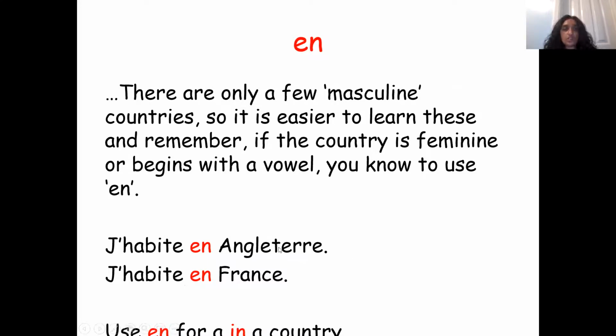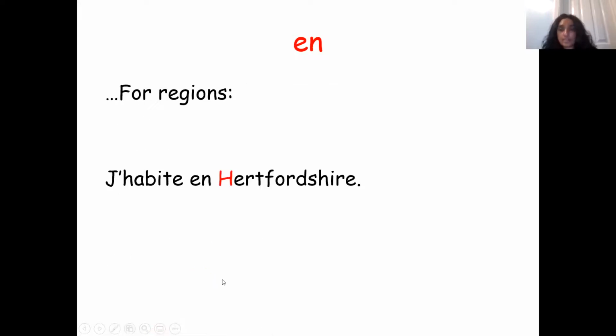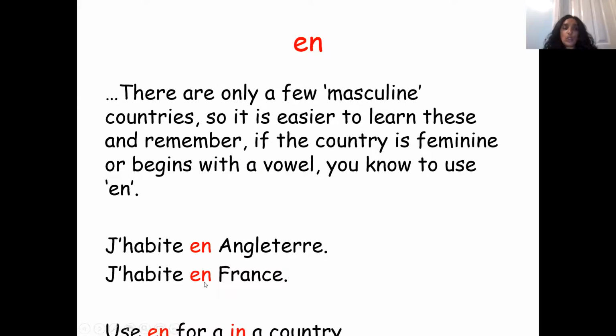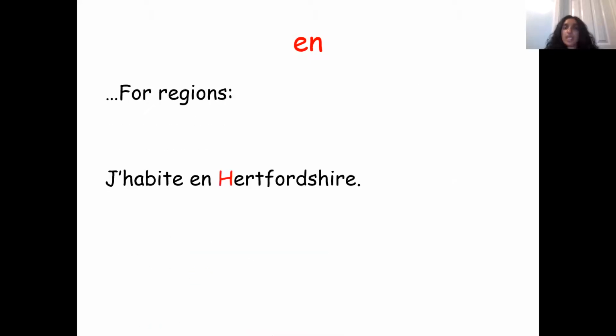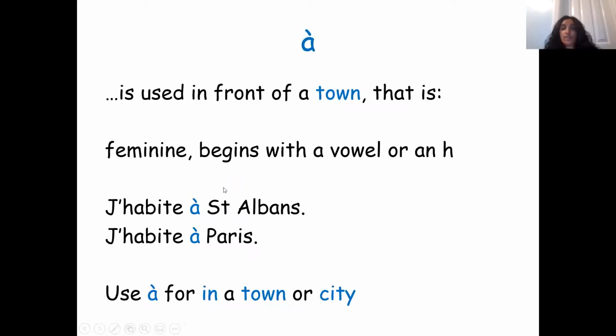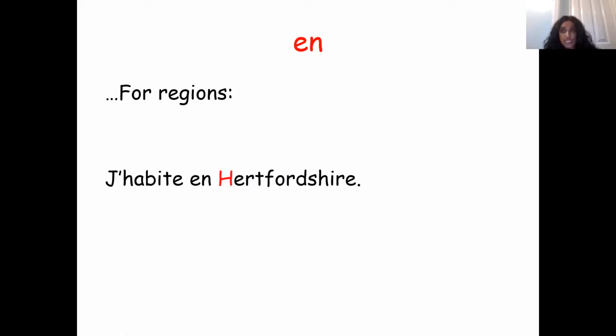So if your country begins with a vowel, or it's feminine, as in la France, you use en. J'habite en Angleterre, j'habite en France. If it's a region, you'd also use en. For example, j'habite en Hertfordshire. Somebody said to me, where do you live? And I would say, j'habite en Hertfordshire. I live in Hertfordshire, which begins with an H. I use en for in.